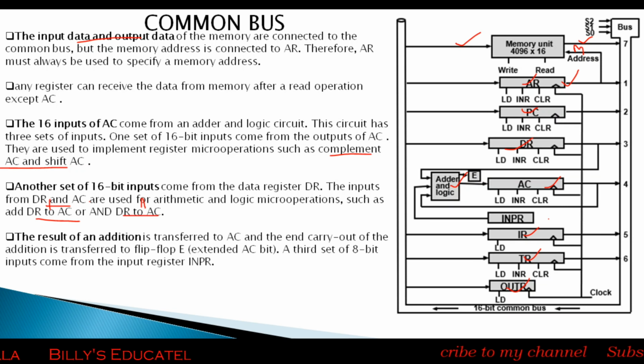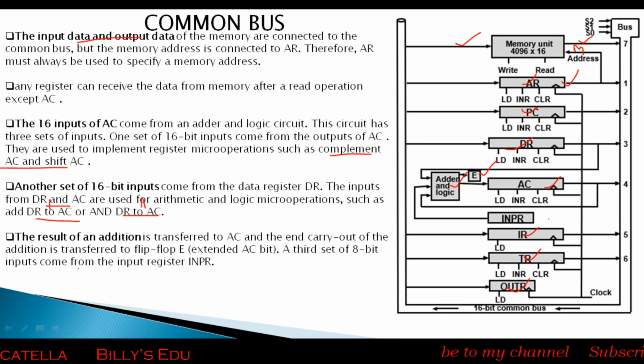Next, the result of an addition is transferred to the accumulator. So the accumulator gets the result of the given micro operation. And the carry out of the addition is transferred to the flip flop E, which is the extended AC bit. When we are performing arithmetic micro operations, there will be some carry or a borrow. So that extra bit has to be transferred to this flip flop, which is named E. I think you understood it.